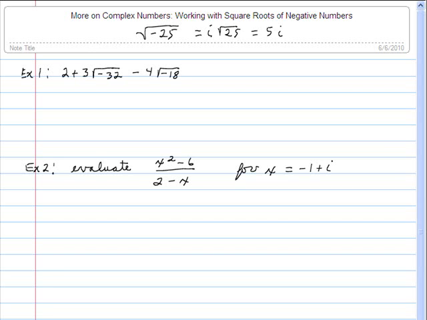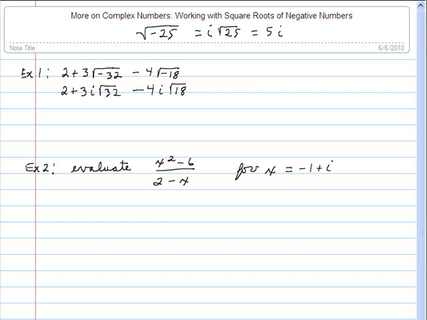So let's go ahead and try example 1. The first thing I want to do, since that is an arithmetic problem with square roots of negative numbers, is change this to its i form. So I'll write 2 plus 3, and instead of saying the square root of negative 32, I'm going to say i square root of 32. And again, when I get to the next square root of a negative number, I want to immediately change it to its i form, i square root of 18. Now that's the first step. That's going to be the first thing I'm looking for on your test. Make sure you do that step before you do any arithmetic.